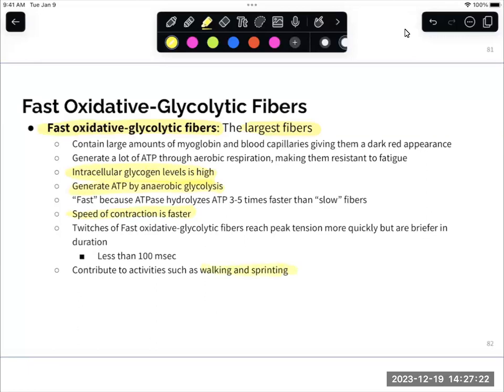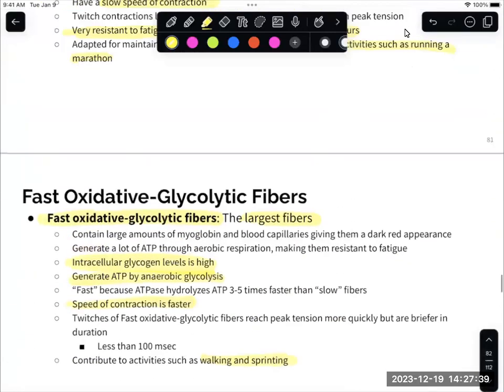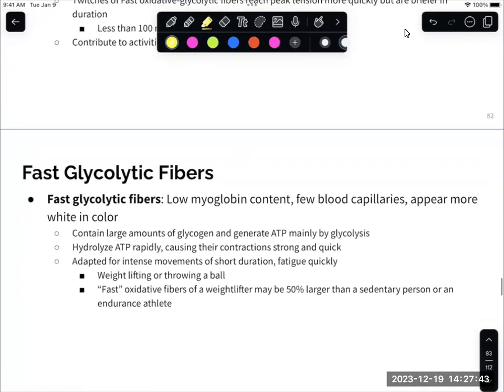You also use these for sprinting, because sprinting, you can't sprint for a long period of time. Sprinting is a very quick and done activity. So they're going to allow you to quickly get something done. So I said that aerobic respiration, I just didn't highlight it.